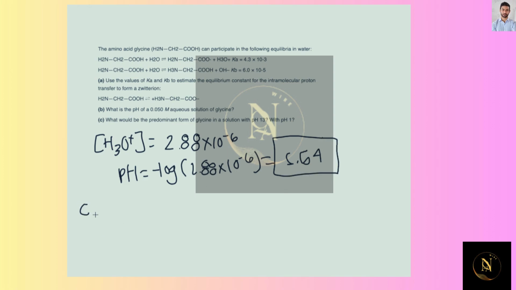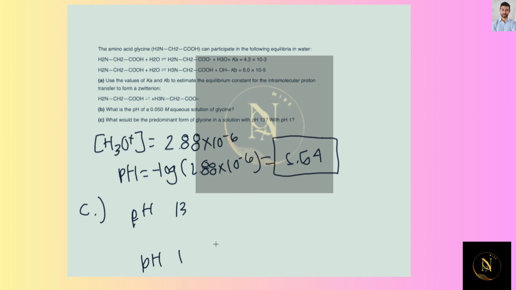Part C is asking what would be the predominant form of glycine in a solution with a pH of 13, and what it would be at a pH of 1. What you want to do here is see which one is the most basic form and which one is the most acidic form. To do that, you can look at the charges of them as well as your Ka and Kb.